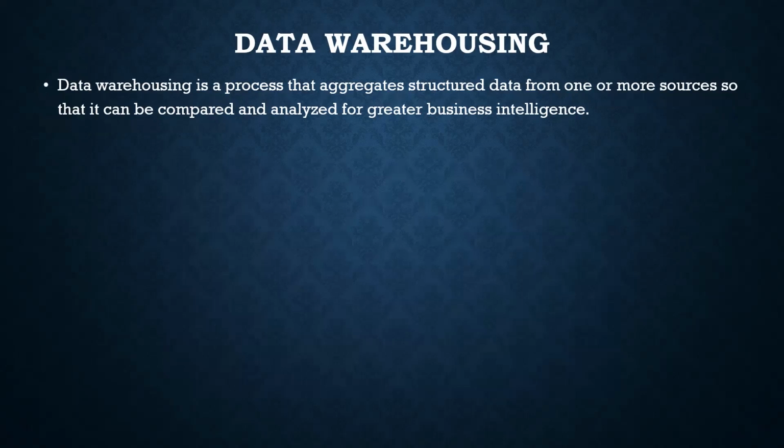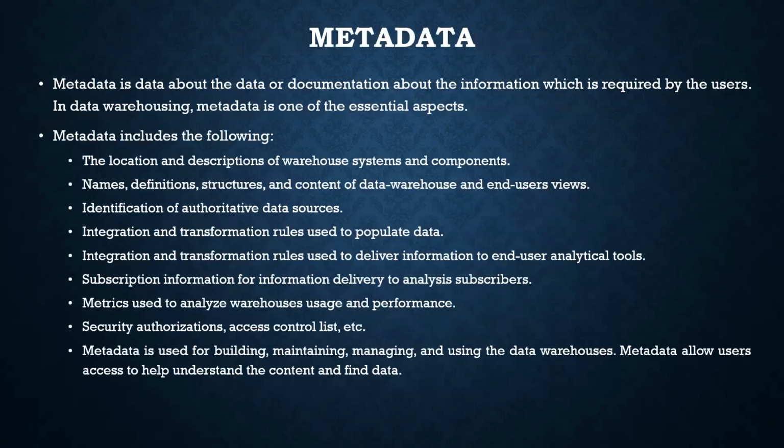So we are going to store the data, and basically the data can be compared or analyzed for business intelligence purposes. Next definition is metadata. What actually is metadata? Basically, the definition is data about data. What is meant by data about data? Whatever data is stored in a data warehouse, that data's information will be stored as metadata, as a separate unit of storage.